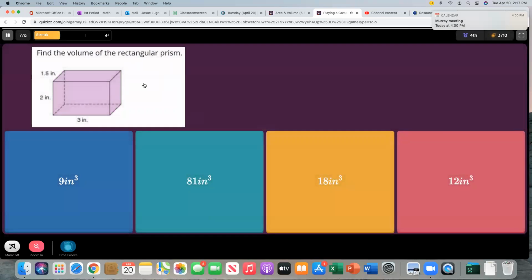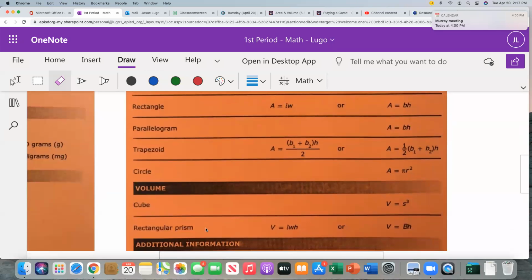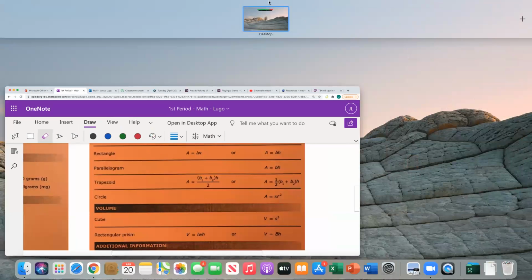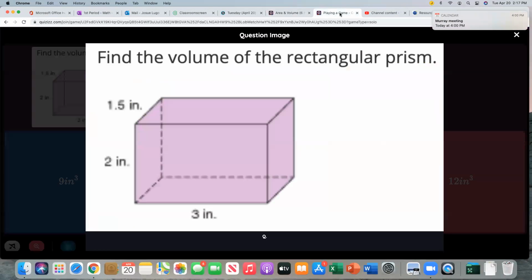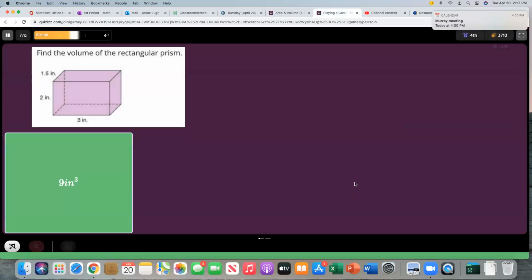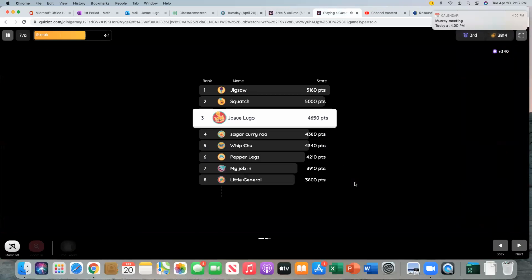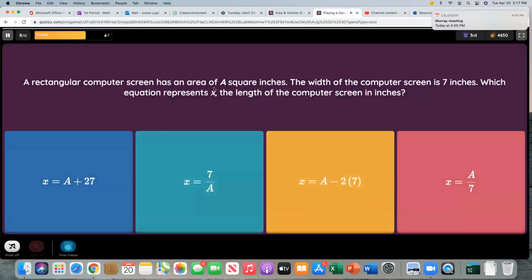Moving forward, volume of a rectangular prism. Looking over here, I can see the volume is length times width times height, just like we saw earlier. So let's go ahead and do the length times the width times the height. So we see 2 times 1.5, which is 3. 3 times 3 is 9. So it's going to be just 9. Excellent.